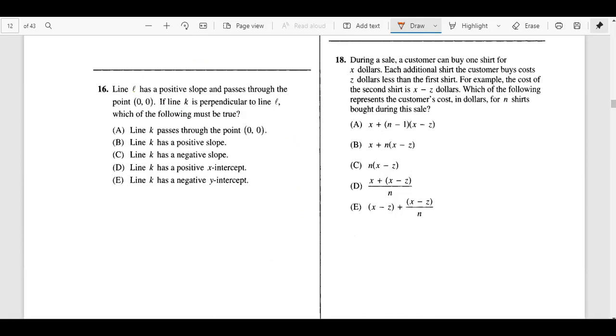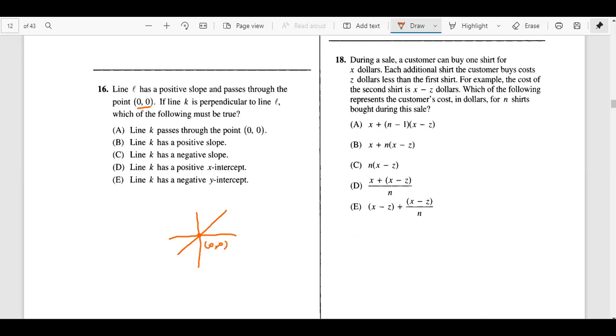Now we have the 16th question. Line L has a positive slope and passes through the point 0, 0. Okay, so let's just plot the information. This is the point 0, 0. It has positive slope. It is a line. So clearly it would be of this type, and it should pass through 0, 0. Okay. And this point is 0, 0.